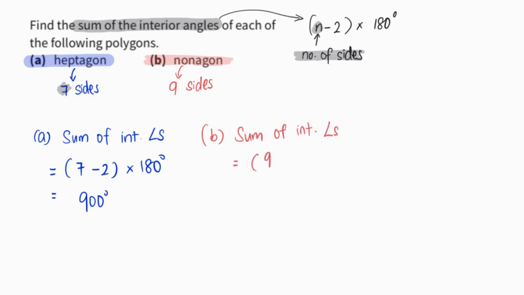is therefore using the same formula, but in this case, the number of sides is n. Okay, and this will give me a value of 1260 degrees.